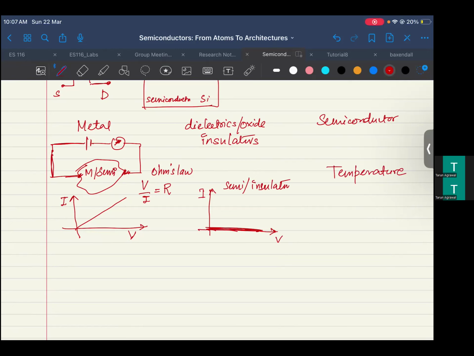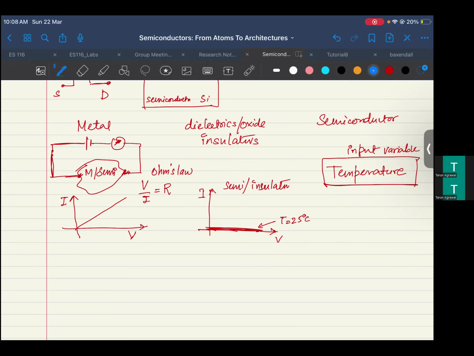So temperature is one of the key variables, an input variable, which can help you distinguish what is a semiconductor and what is an insulator, right? So how does it do that? Because you see, when you increase the temperature, let's say this was done at a certain temperature, for example, room temperature, 25 degrees C.